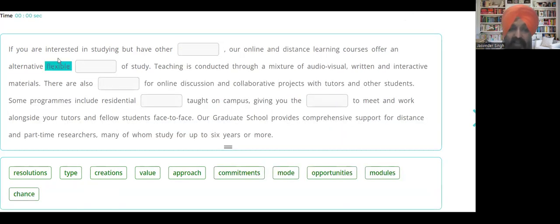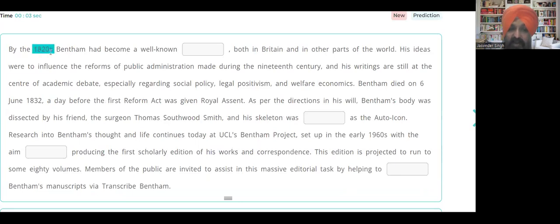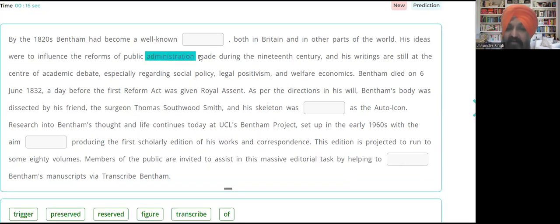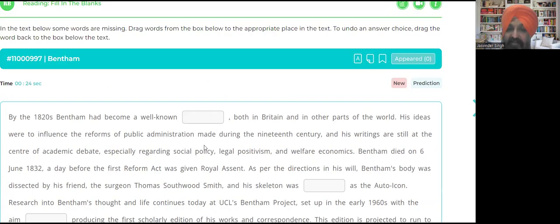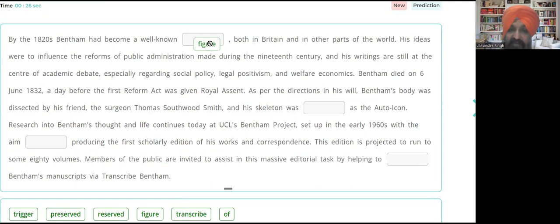Now, next one. By the 1820s, Bentham had become a well-known dash. So what had he become, well-known? Let's look at the options here. Well-known means very famous. So famous figure, right? Figure is the best collocation to come here. So famous figure, both in Britain and other parts of the world. His ideas were to influence reforms of public administration made during the 19th century.